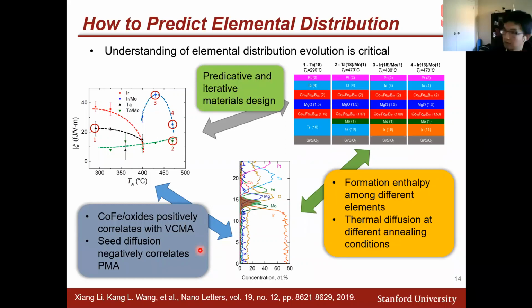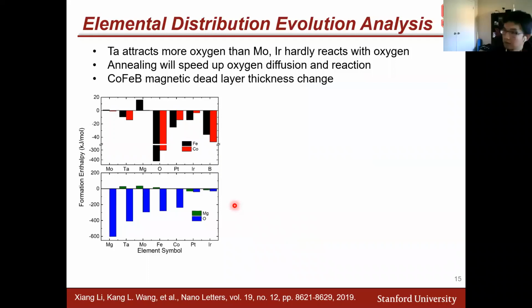So let's talk about the thermal and the enthalpy thermal diffusion. Formation enthalpy means how much energy is released when two elements combine. The more negative it is, the easier it is for them to form a compound or alloy. So if you look here, the tantalum and moly are actually much easier to oxidize, the blue column here, compared with uranium.